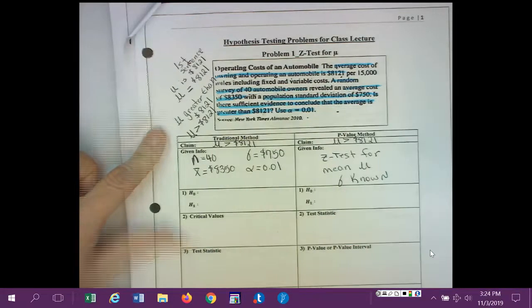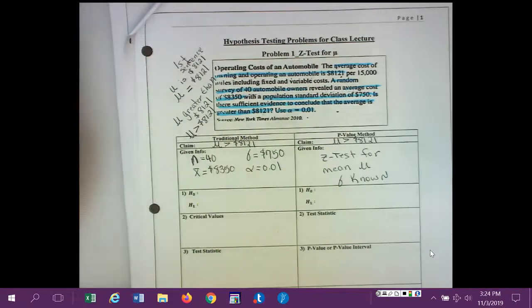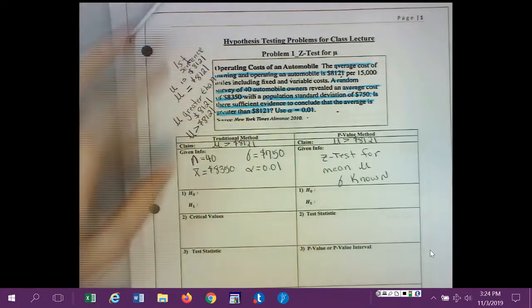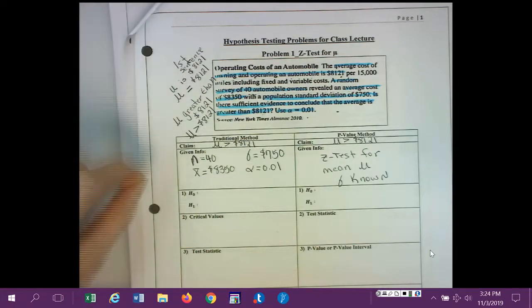We are not testing the first sentence. It's just stated, maybe from a magazine or somewhere online, from someone that's conducted some type of test, that the average cost of owning and operating an automobile is 8121. But is there sufficient evidence to conclude that the average is greater than 8121? That's what we're testing.